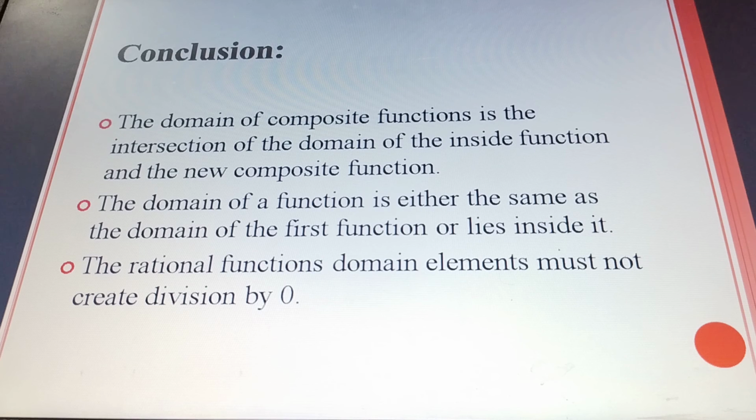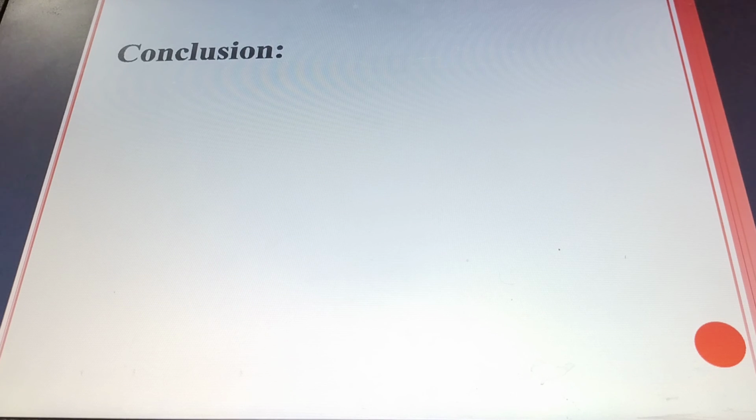Here, lastly, is the conclusion. The domain of a composite function is the intersection of the domain of the inside function, that is the domain of g of x, and the composite function f of g of x. The domain of the composite function is either the same as the domain of the first function or lies inside it. The rational function's domain elements must not create division by 0. And this is all about the domain of a composite function.